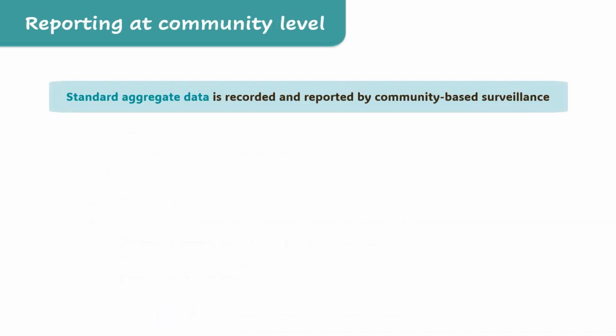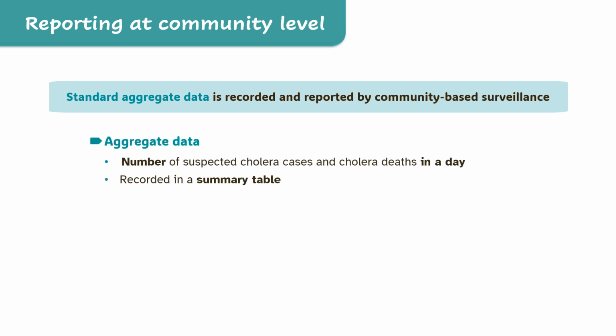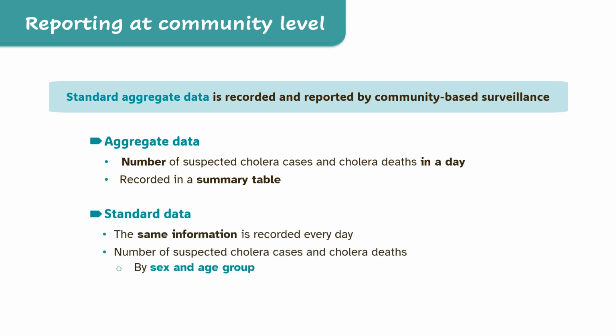Regarding community-based surveillance, standard aggregate data is recorded and reported. Aggregate data means that the number of suspected cholera cases and cholera deaths are compiled by day. Typically, this is recorded in a summary table. Standard data means that the same information is recorded on every day, namely the number of suspected cholera cases and cholera deaths by sex and age group. In Module 6, we will show you where to access template tools to record standard aggregate data for community-based reporting.